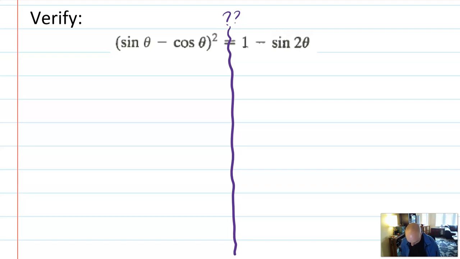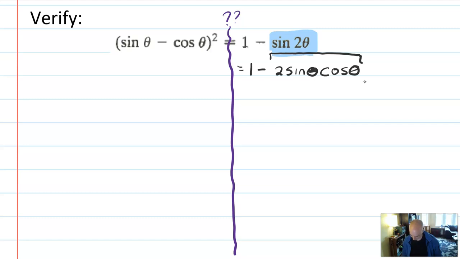Now, I think I'm going to have to work with the left and the right side here, just from experience. But the thing I see right away is a sine of 2 theta, that's sine of 2x, and I know that that's what this section is about. So I'm going to go ahead and do a substitution for the sine of 2x. So I know that this side is equivalent to 1 minus, that's just from the 1, 2 sine theta cosine theta. That's just directly substituting with the identity for sine of 2 theta.